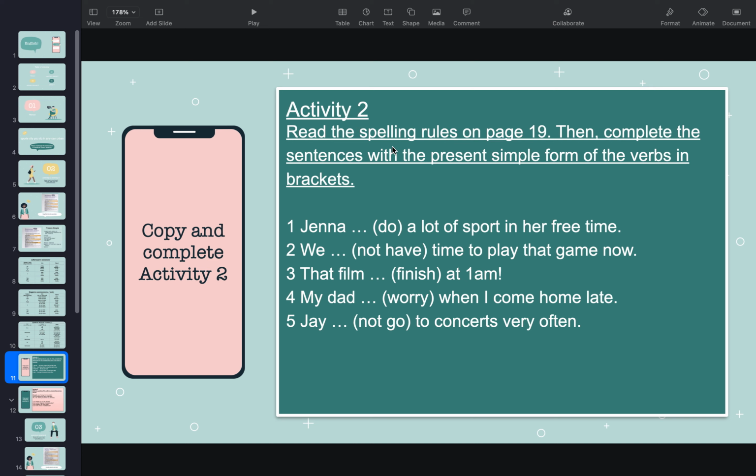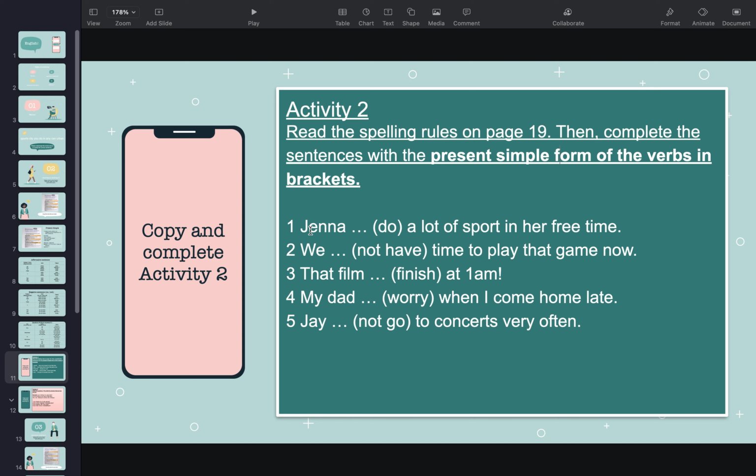Activity 2, read the spelling rules on page 19. Then, complete the sentences with the present simple form of the verbs in brackets. Okay, disuruh kamu isi tempat kosong menggunakan present simple form of the verbs in brackets. Maksudnya, jawapan kamu mesti dalam keadaan present simple. Lepas tu, verb dalam bracket ni mesti pakai. Nampak ada bracket. Bracket tu kurungan. Bracket is kurungan. So, you must use this word. Include it in your answer.